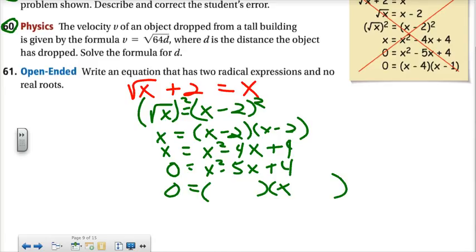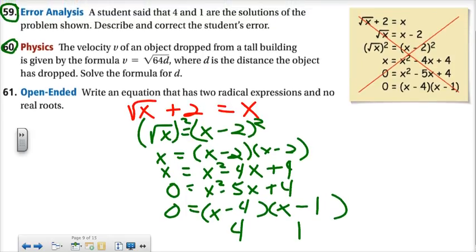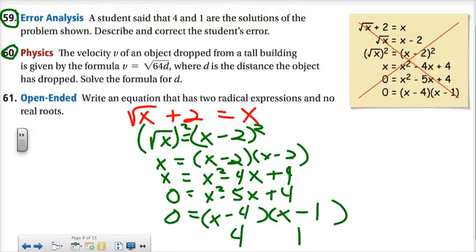So no common monomial factor. I noticed that I need them to multiply to positive 4 and add to negative 5, so that'll be negative 4 and negative 1. And our two solutions would be 4 and 1. So now I have to go back and figure out how did they mess up in all of this.